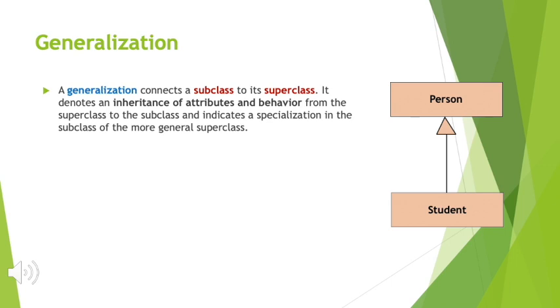It connects the subclass and the superclass. The subclass here is student and the superclass is person. It shows the inheritance of attributes and behavior. That means the student class will inherit the attributes and behavior from the superclass. Whatever the superclass, the person class, has will be inherited by the student class.